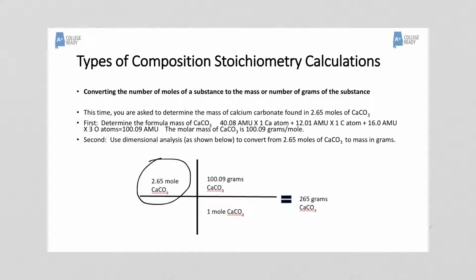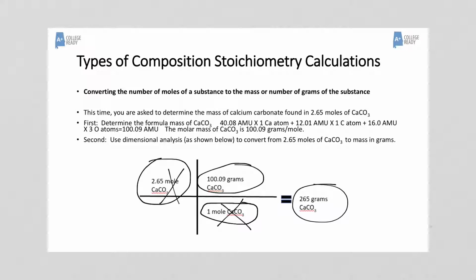But notice this time on the right side of our chart we put the mole portion of that conversion factor on the bottom. We put the gram portion of that conversion factor on the top. We did that so that the moles here will cancel with the moles here. Now we multiply across the top. We don't have anything to divide by on the bottom. So when we multiply this out, we end up with 265 grams of calcium carbonate. That is the mass of 2.65 moles of calcium carbonate.